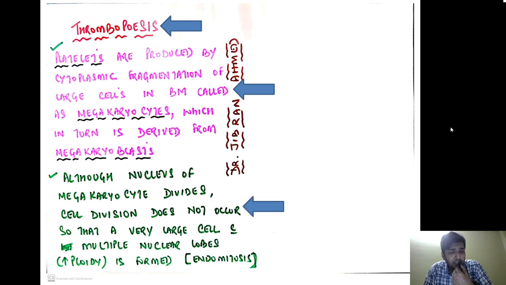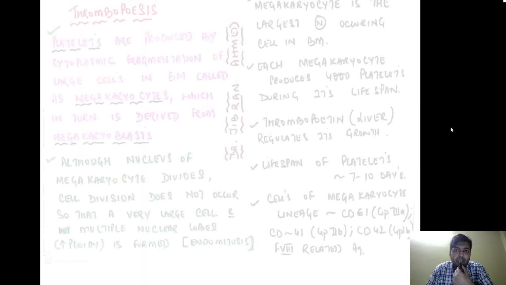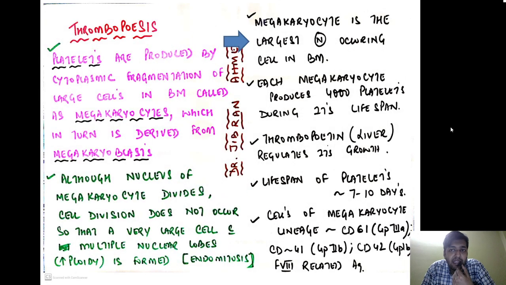Although the nucleus of the megakaryocyte divides, cell division does not occur, so a very large cell with multiple nuclear lobes is present. That is, there is increased ploidy. This is called endomitosis, that is, there is division of the nucleus without division of the cell. The megakaryocyte is the largest occurring cell in the bone marrow. Each megakaryocyte produces around 4,000 platelets during its lifespan.